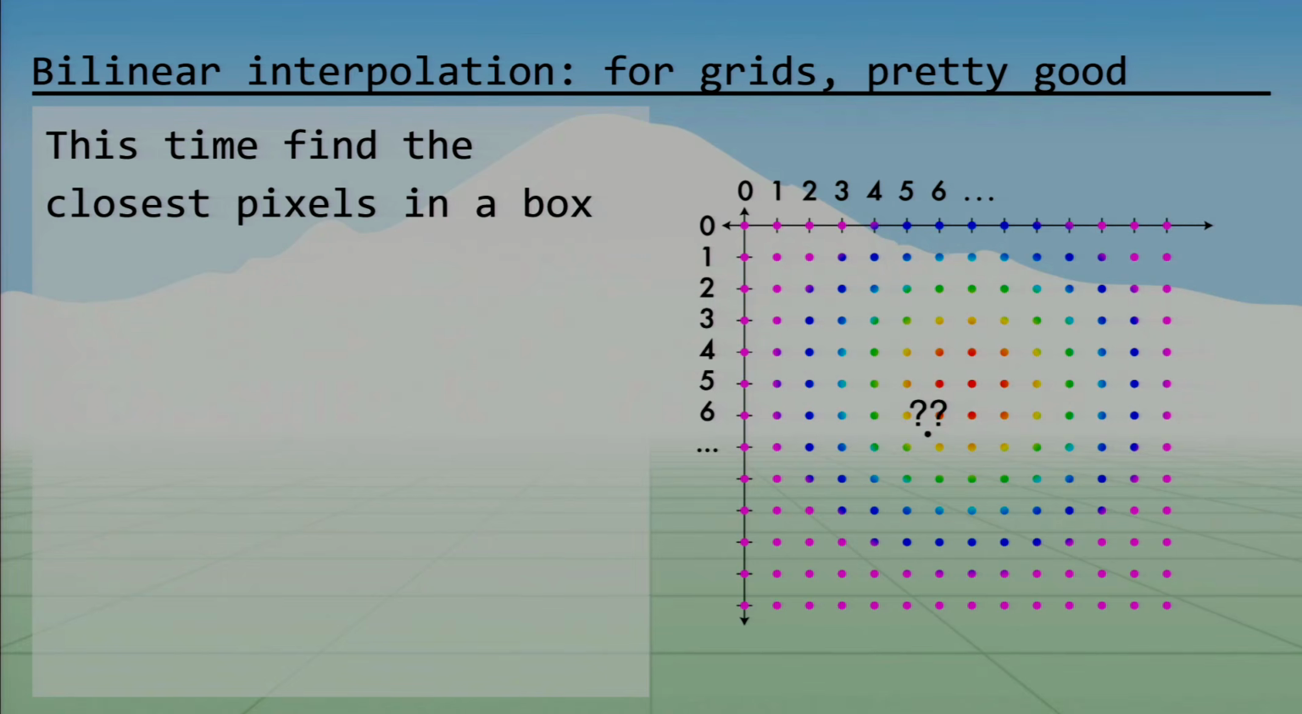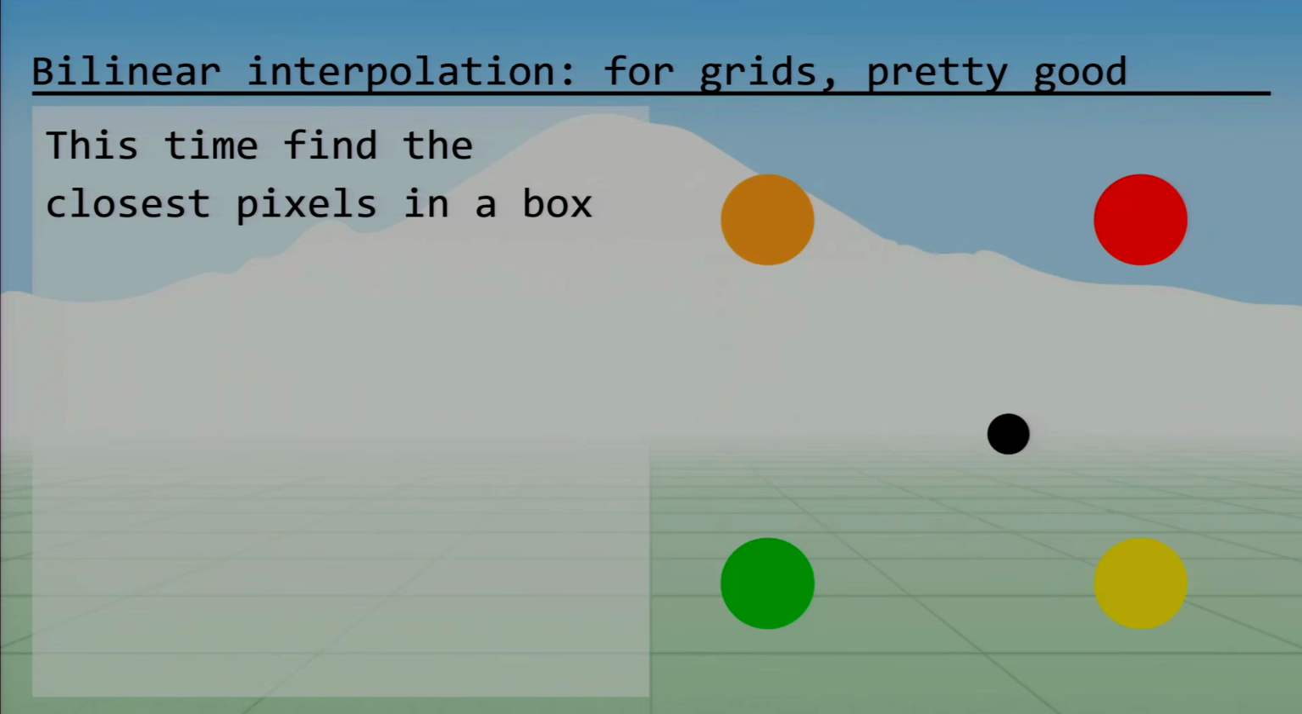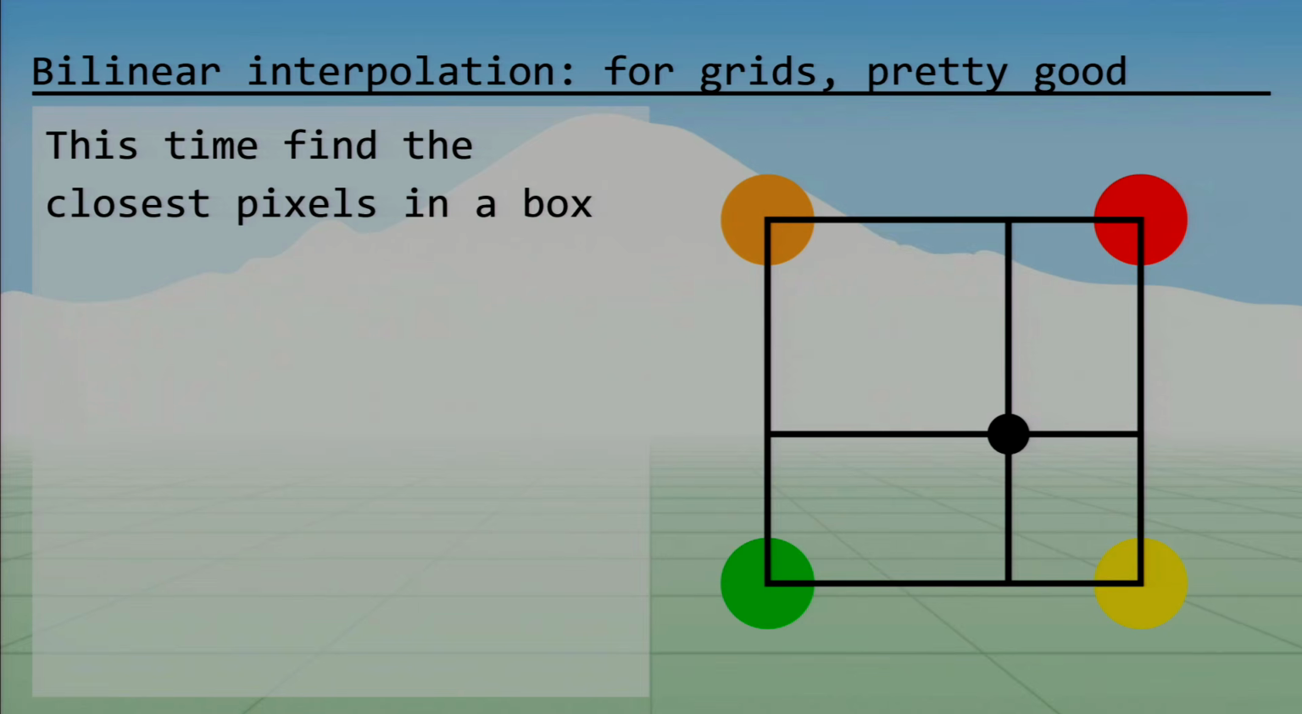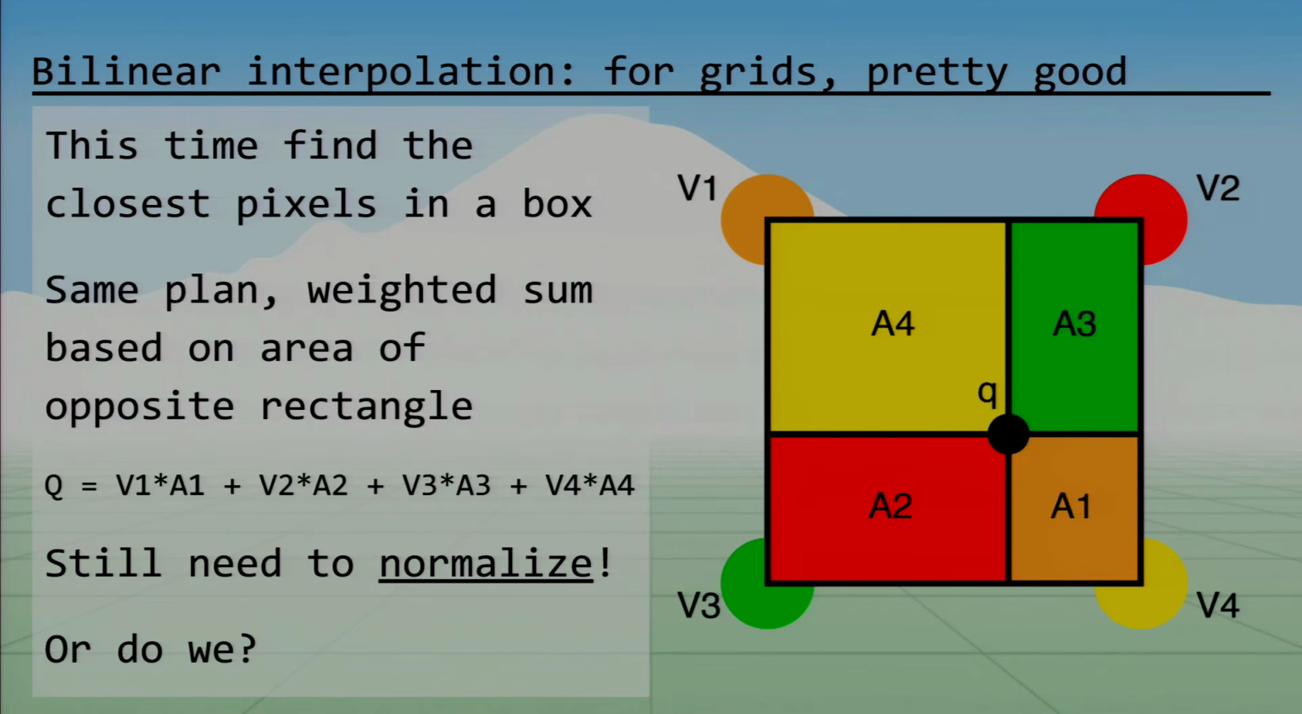So we're going to find the closest pixels to this point that we're interested in. And then we're going to start drawing some boxes around this point, basically. So we're going to connect all of these pixels together. And we're also going to connect these lines to the pixel in question. And you guys maybe know what's coming. We are going to fill in the areas of each of these different boxes. And then we're going to calculate the coefficients for how much each pixel should contribute to this interpolated value based on the area of each of these boxes.